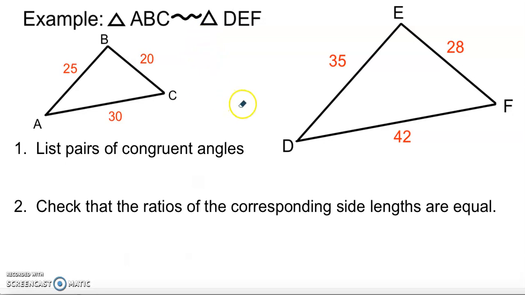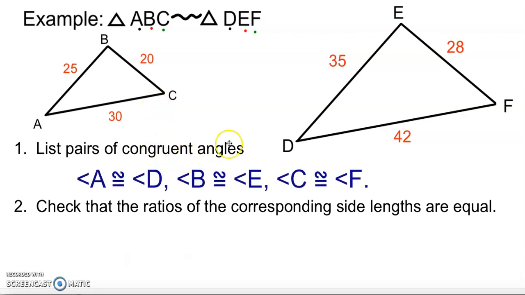So the angles that are going to be congruent are going to be the ones in the same corresponding position. So angle A and angle D will be congruent because they're both in the first slot in this statement. Angles B and E will be congruent because they're in the second slot in the statement. And then angle C and angle F will be congruent to each other because they're in the third slot. So that's going to look like this.